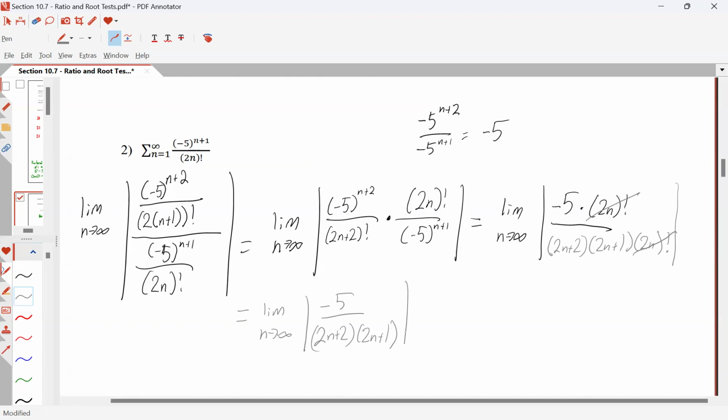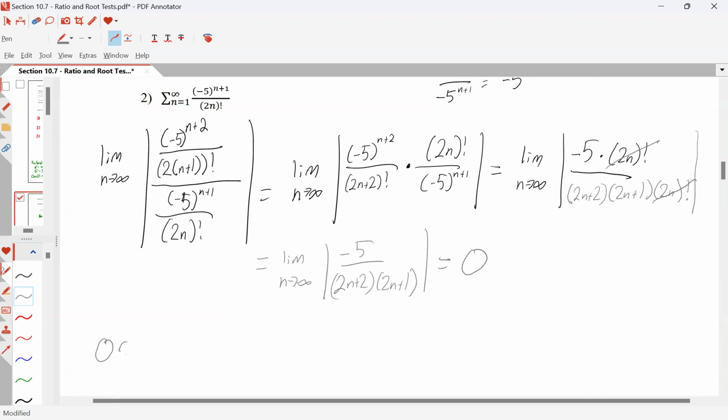And the only thing that's growing at all is that denominator grows to infinity while the numerator stays fixed, so this limit is 0. Our conclusion, 0 is less than 1, and the ratio test tells us that if the limit is less than 1, the series n equals 1 to infinity of -5 to the n plus 1 over 2n factorial converges absolutely by the ratio test.